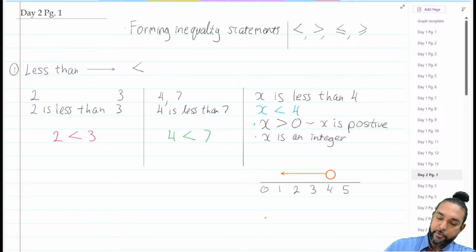All right, so here, if you wanted an actual solution set, maybe that x is equal to 1, 2, and 3.